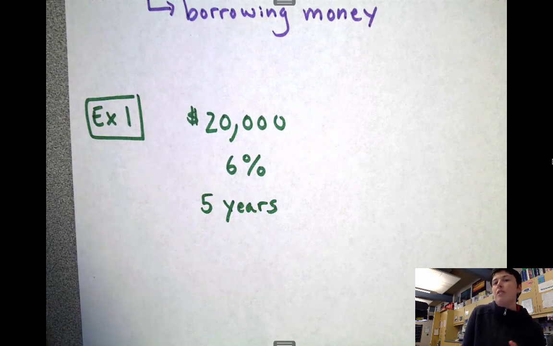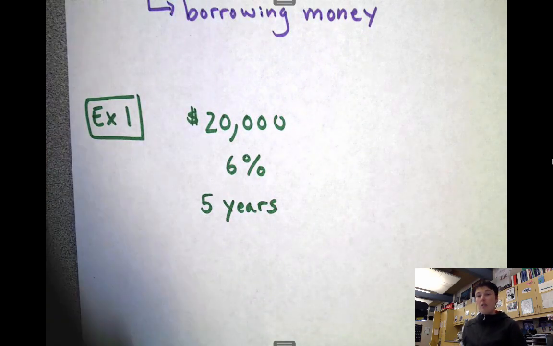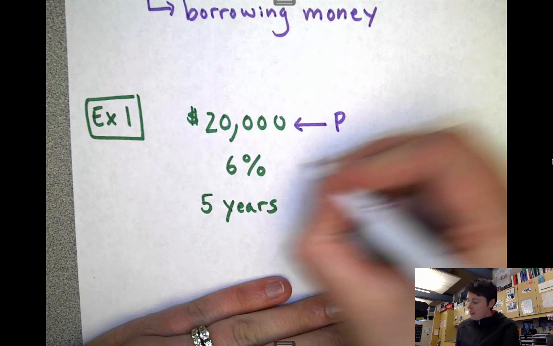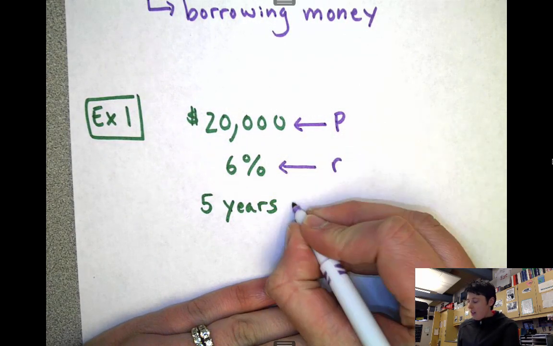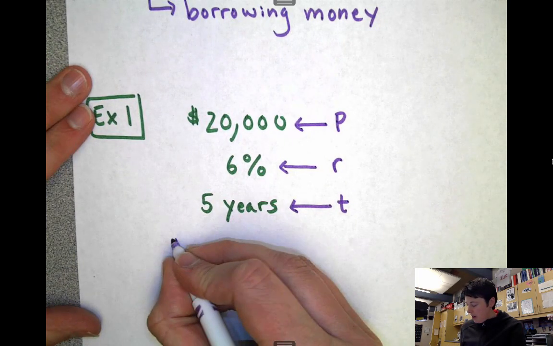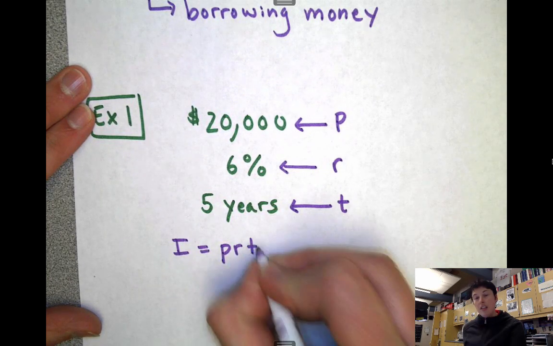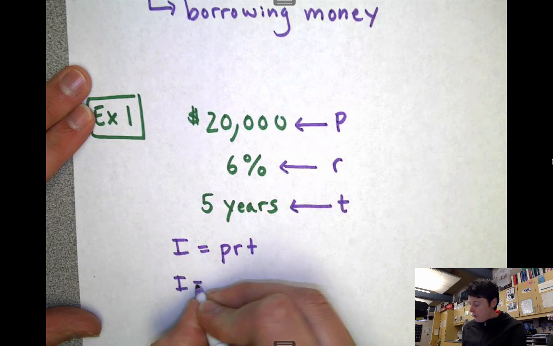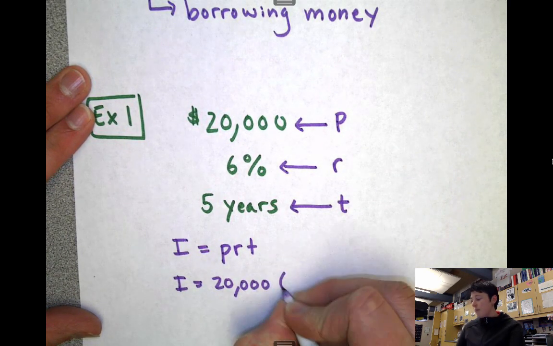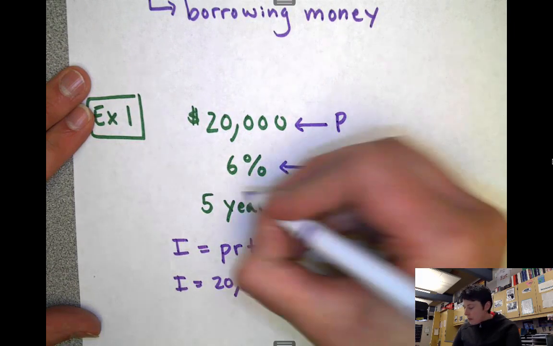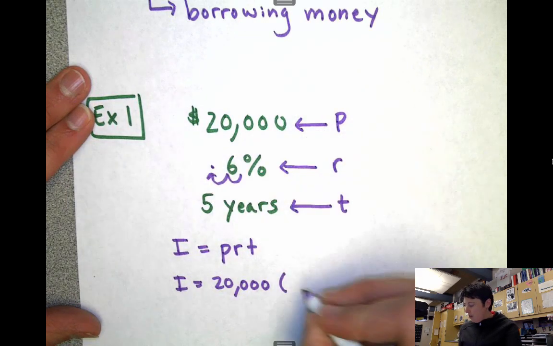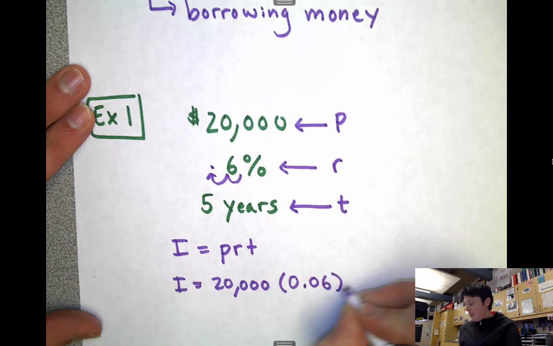Well, what does that mean for you? Well, let's look at this. Let's break this down into our formula. The $20,000 that you borrow is your principal. The 6% is your rate. And the 5 years is your time. So let's calculate your interest. Remember the formula, I equals PRT. In this problem, I is going to equal the principal, which is $20,000, times the rate, which is 6%, but remember how we can't times by 6%? Let's move that decimal 2 times over. So 0.06 times 5 years.